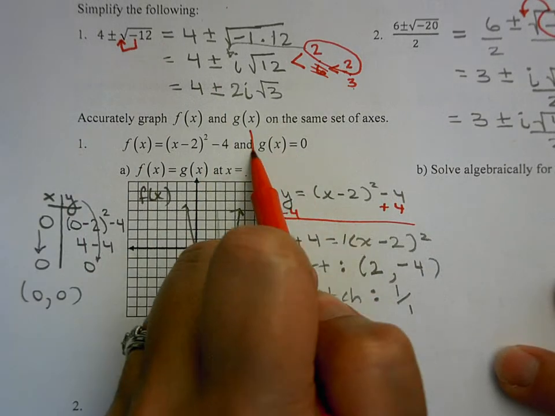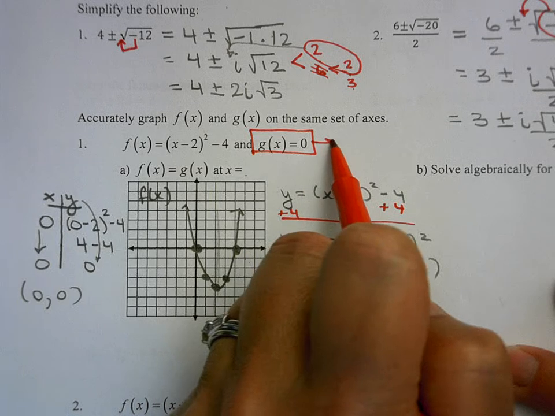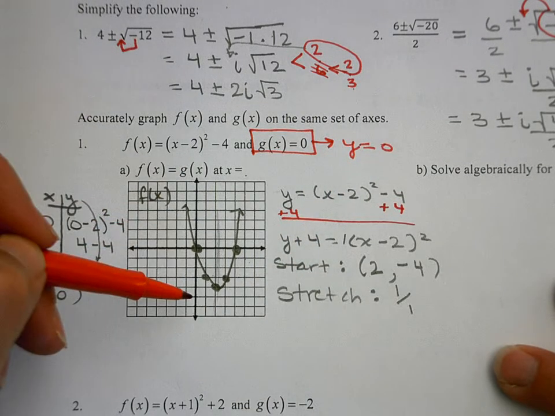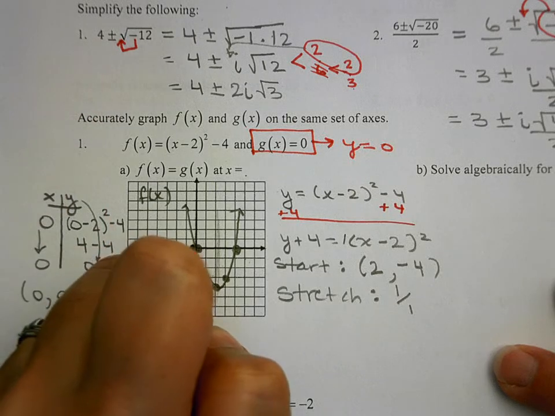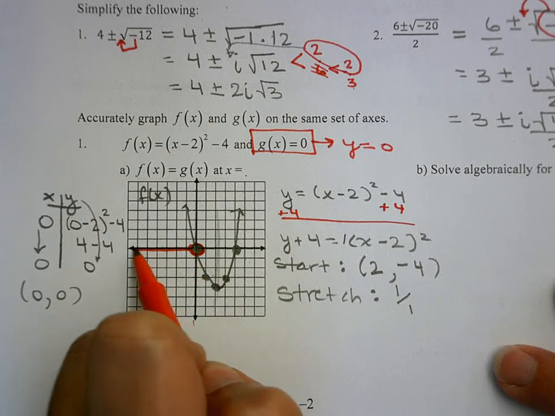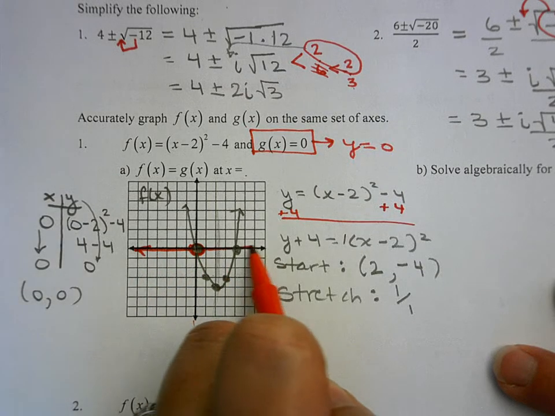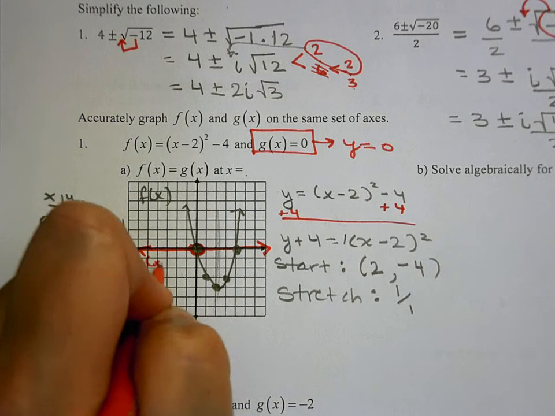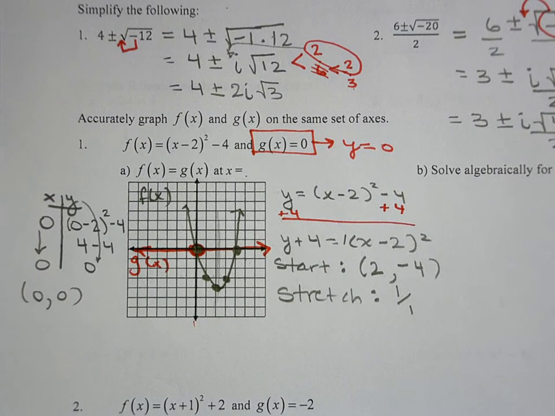So for g of x equaling 0, that's just saying y is equal to 0. So I go along the y-axis, so that's the vertical one, to where y is equal to 0, so that would be this one right here. And then I draw a horizontal line that passes through the y-axis at 0. And then that would be g of x. Okay, so there's f and there's g.